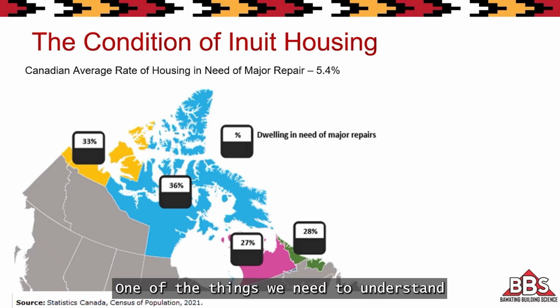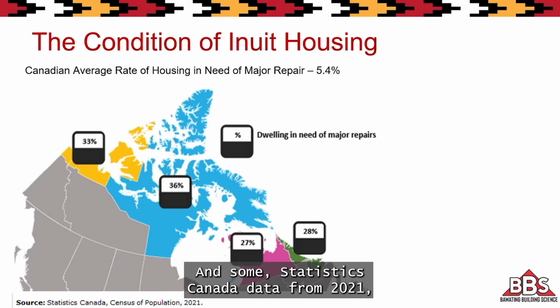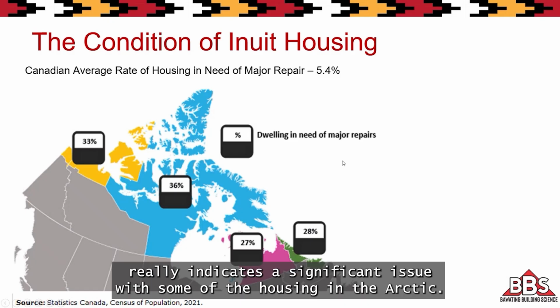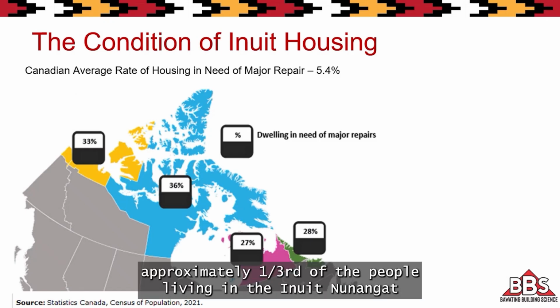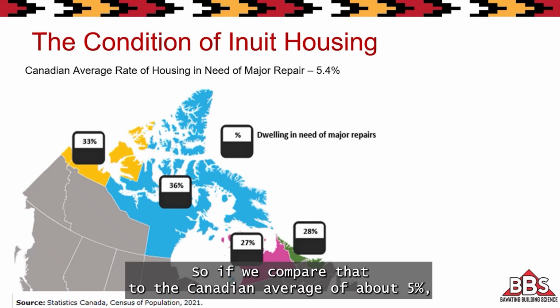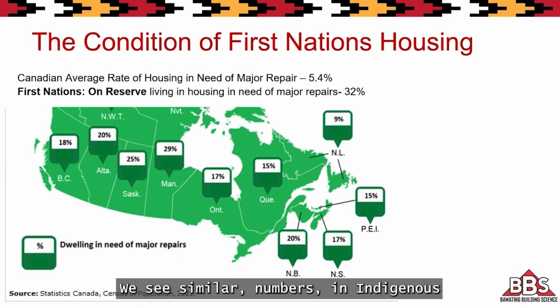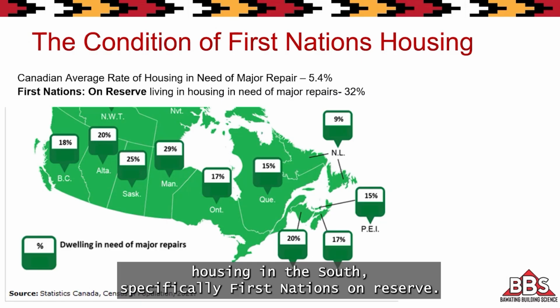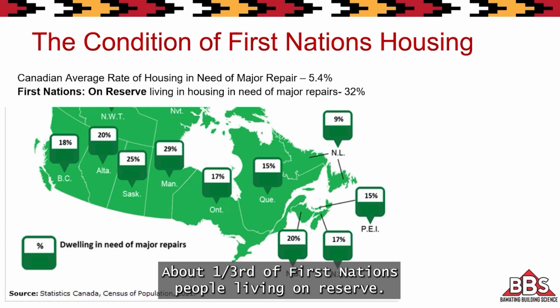One of the things we need to understand when working on housing in the Arctic is the current condition of housing. Some Statistics Canada data from 2021 really indicates a significant issue. These values show that approximately 1/3 of the people living in the Inuit Nunangat live in housing that is in need of major repairs. If we compare that to the Canadian average of about 5%, we can see that there's a significant issue here. We see similar numbers in Indigenous housing in the South, specifically First Nations on reserve, with about 1/3 living in housing in need of major repairs.